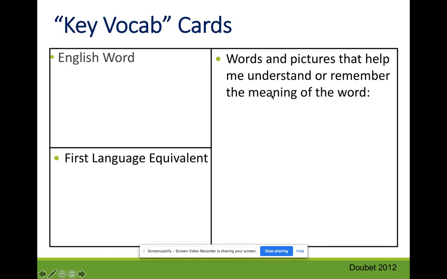So things like this embed the context and honor the first language. So here's the English word variable. If they know their first language equivalent, they can write it there, and then words and pictures that help me understand and remember the meaning of that. And I've seen students with a bunch of cards like this, on a ring, or sheets of this, that are these tier 2 words they would use often in science, or often in social studies, like economy, politics, things like that in social studies.